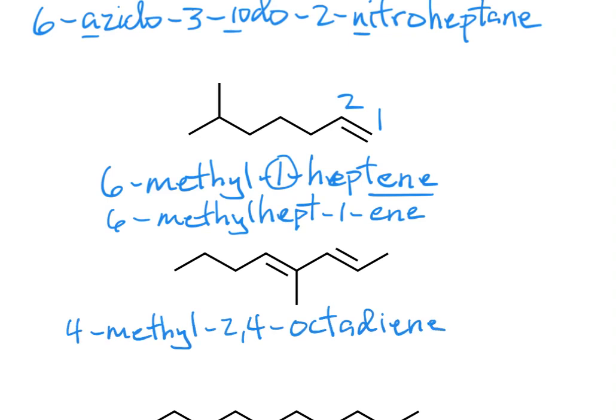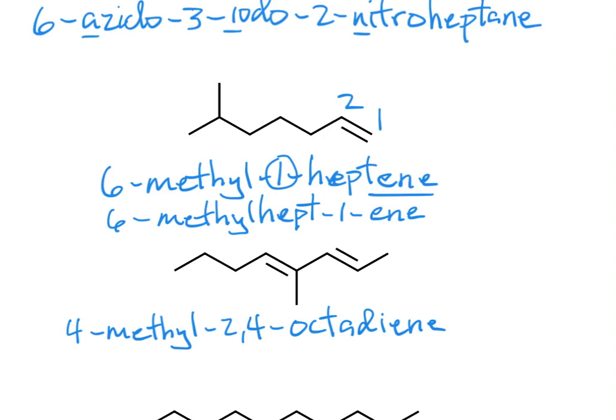A couple of things about the syntax here. All right, so I've put the numbers here in front of the root name. I've got a di prefix in front of the ene suffix to account for the 2 double bonds. And you'll also notice that I didn't call it octdiene. I put an A in there. And that largely is just for phonetic reasons.